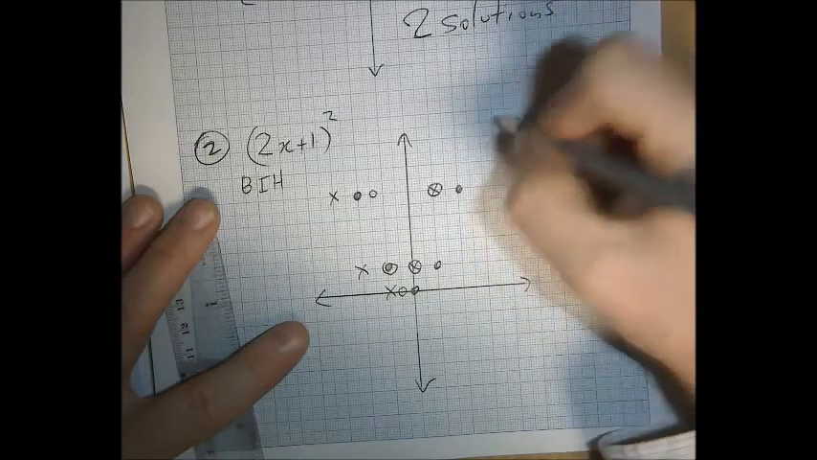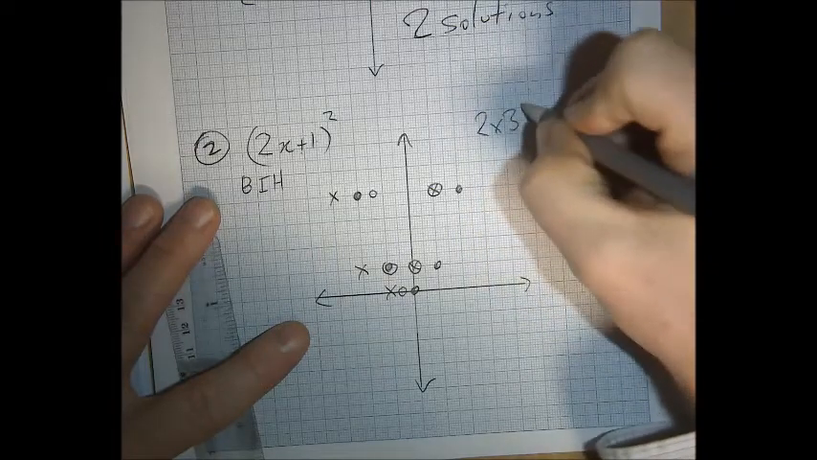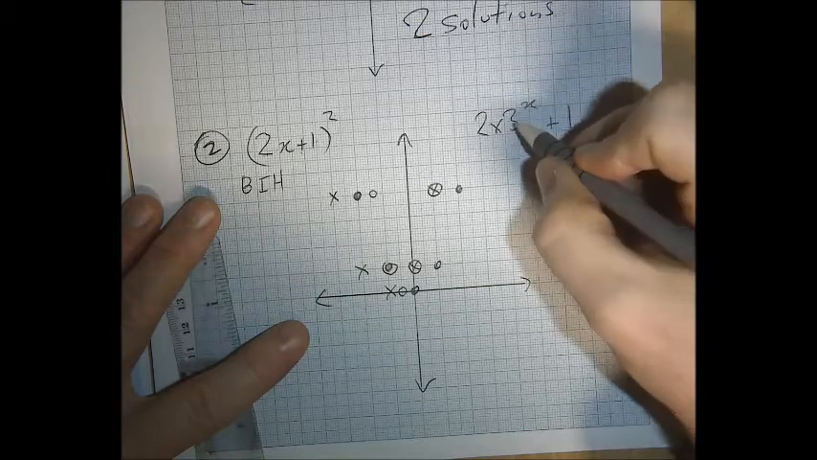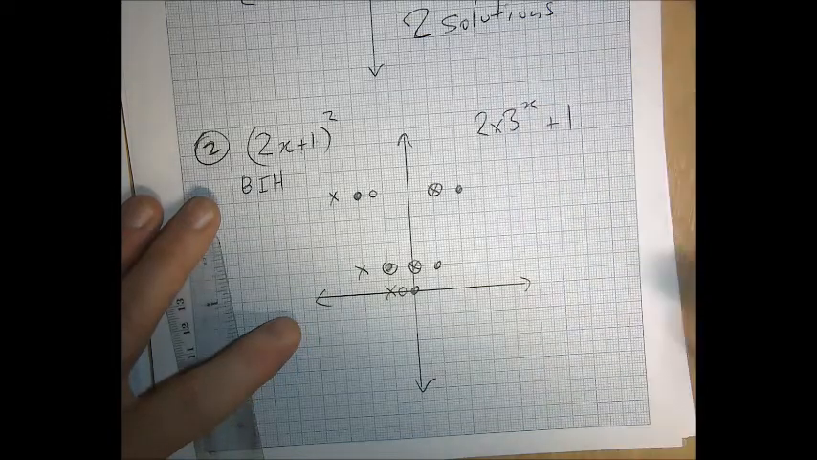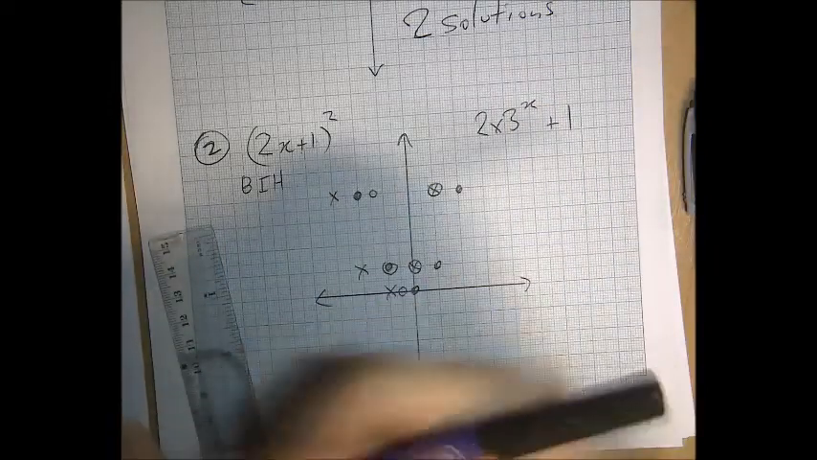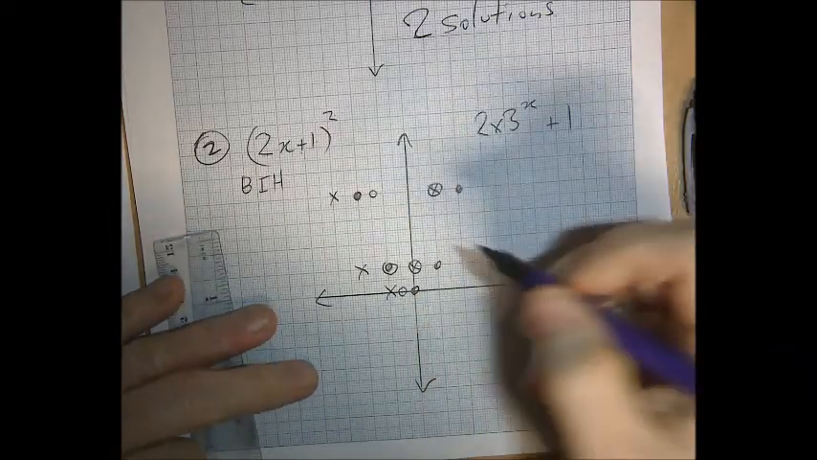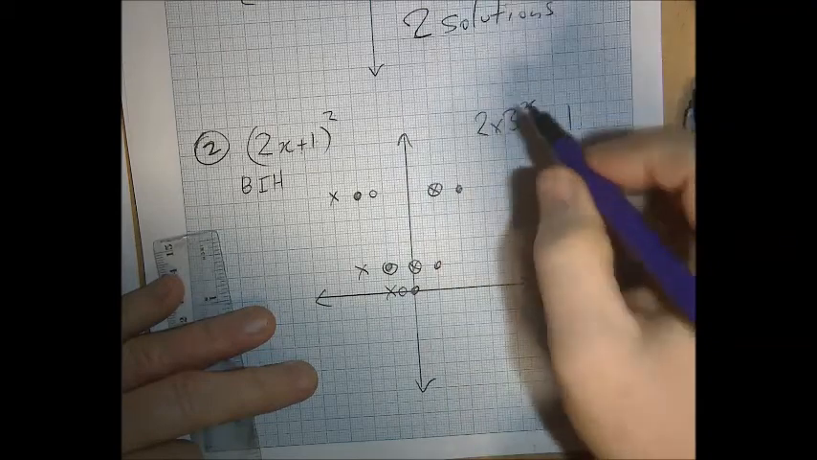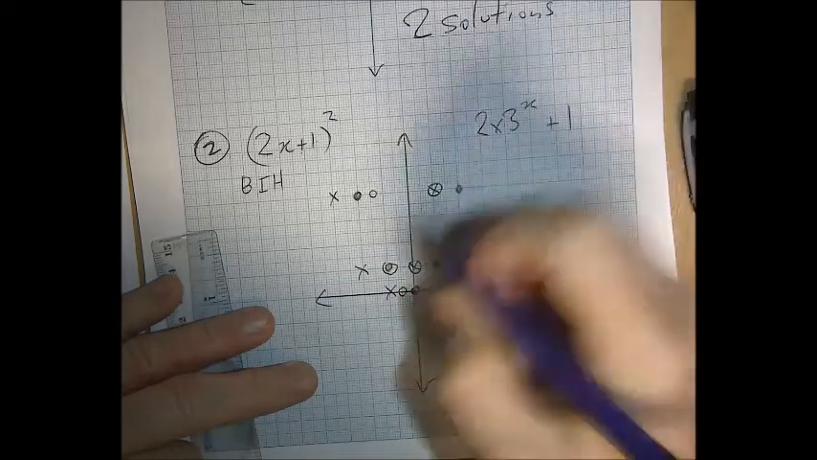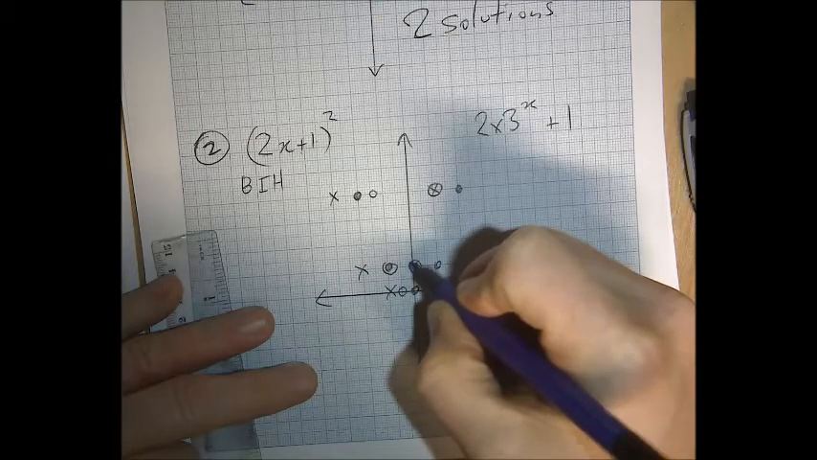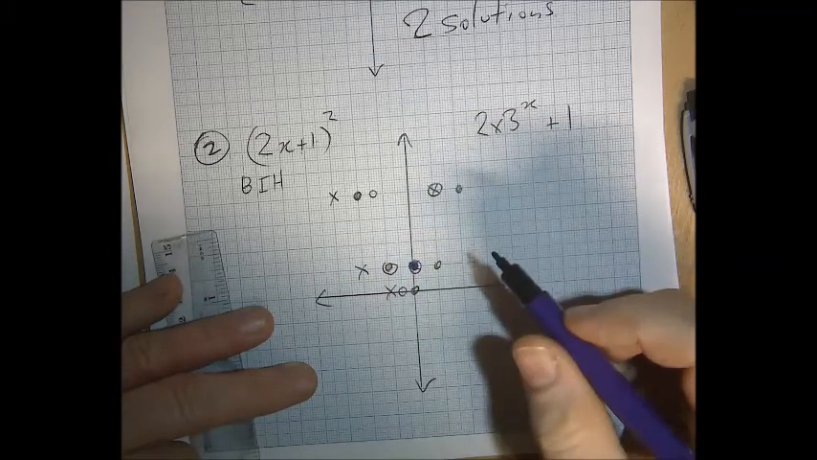Now, on the same set of axes, I'm going to graph this. The basic shape is 3 to the power of x. I'm going to draw that with these purple dots. That one has got 3 key points. The exponential graph, whenever the x is 0, the y-intercept is always at 1, because anything to the power of 0 is 1.